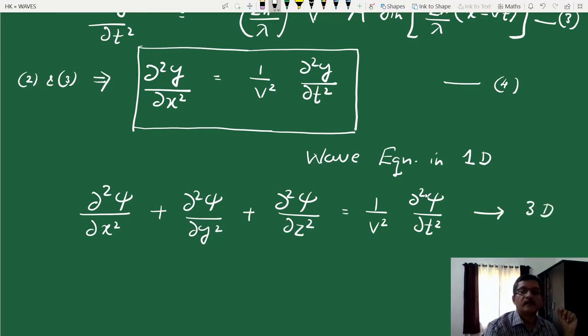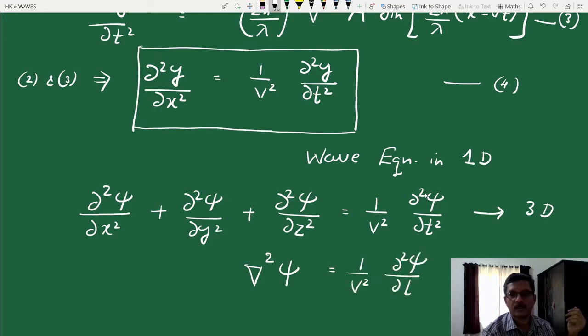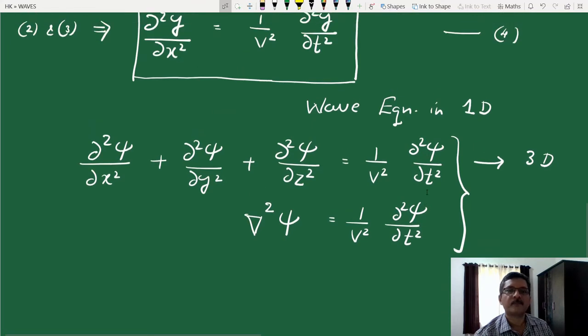There is a shorthand notation for this derivative with respect to x², y² and z². We use a symbol like del squared psi. So del squared psi equals 1/v² ∂²ψ/∂t². That is only a shorthand notation. Instead of writing ∂²/∂x² plus ∂²/∂y² plus ∂²/∂z², we can use this symbol del squared psi. That's called the Laplacian operator. That's only a matter of notation, so let's not worry about it now.